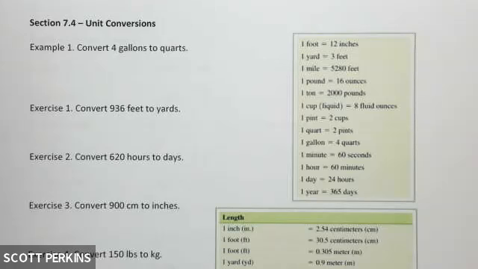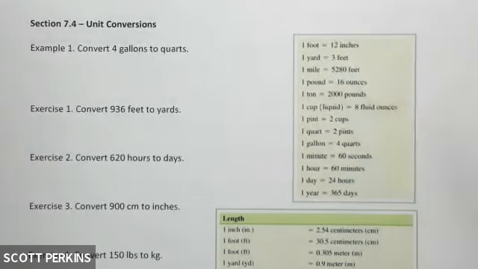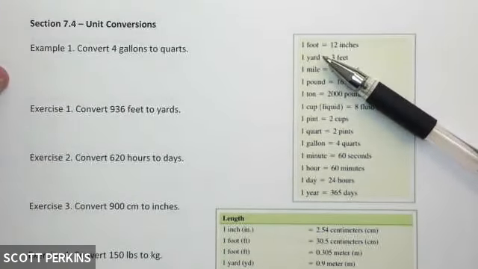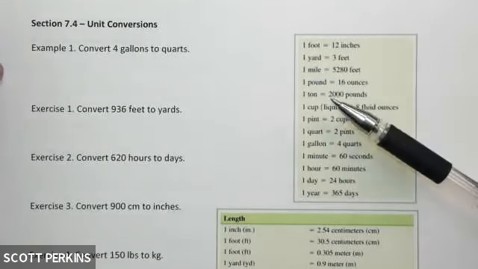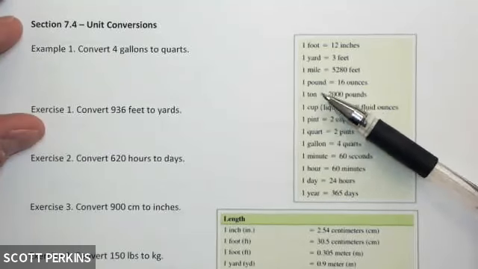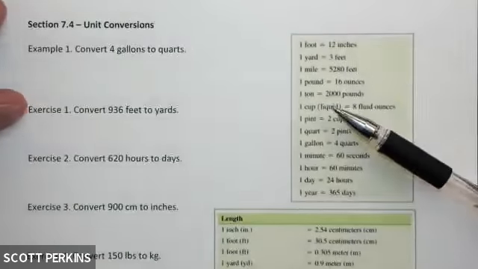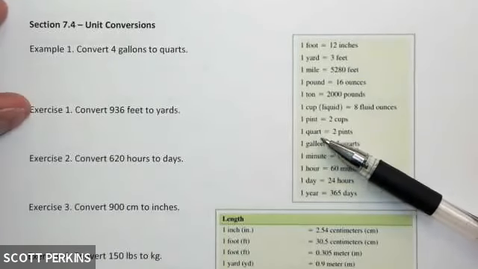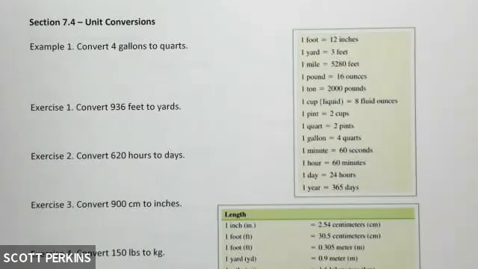But what happens is we use the US system for length. We have feet and yards and miles. For mass, we have pounds and tons. For volume, we have cups and pints and quarts. And the thing is, there is no uniform conversion between those, and that presents a little bit of a problem.